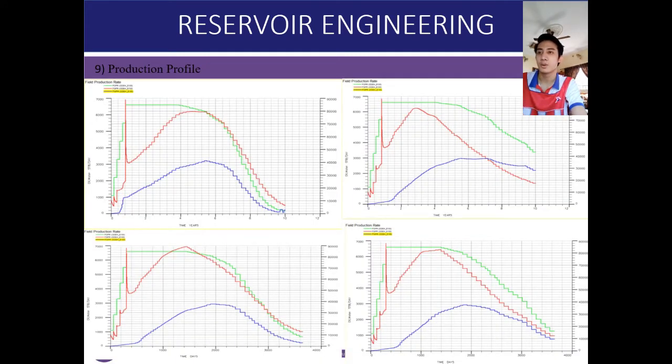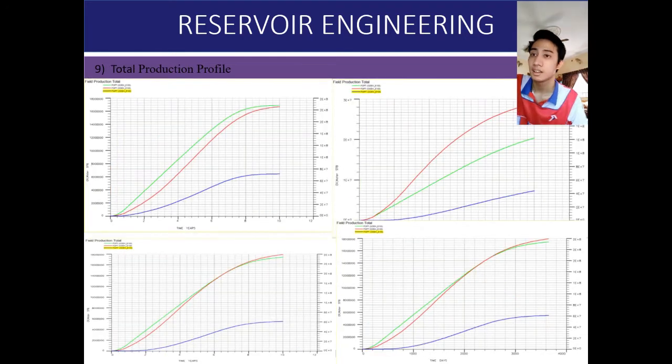And this is our production profile for all case. For the first graph is for the base case, second graph which is for the case 1, third graph is for case 2, and the last graph is case 3. And now we move to the total production profile for every case. Same as previous, first graph is for the base case, second graph is for the case 1, third graph is for case 2, and the last graph is for the case 3.